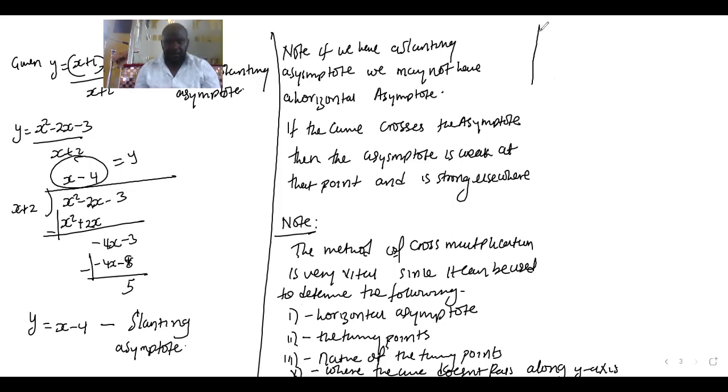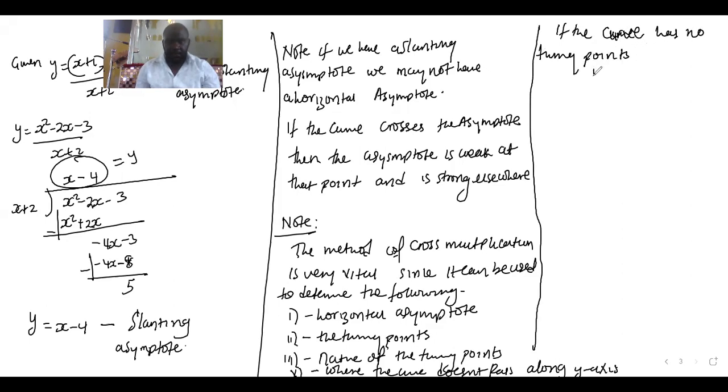There's also another thing. If the curve has no turning points, then B squared is less than 4AC. I don't want us to use the other, B squared is not greater than 4AC. That one will confuse you. Just use that definition of B squared is less than 4AC, that will show that the curve has no turning points.